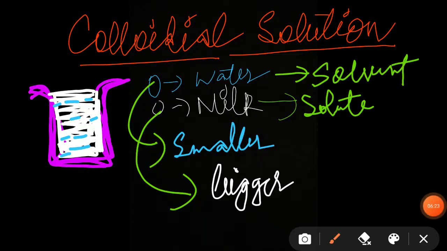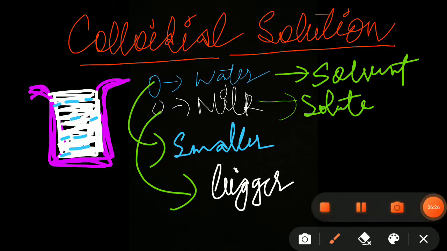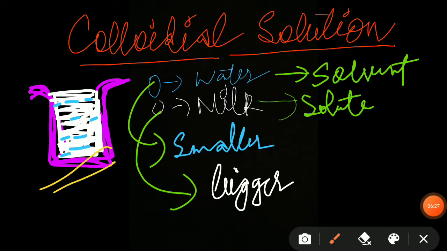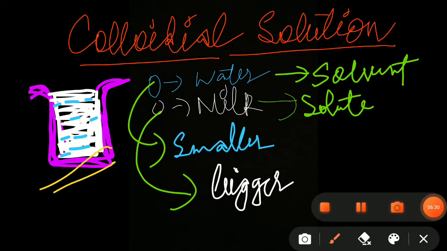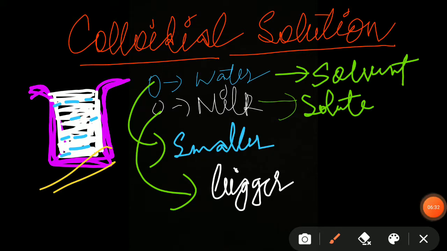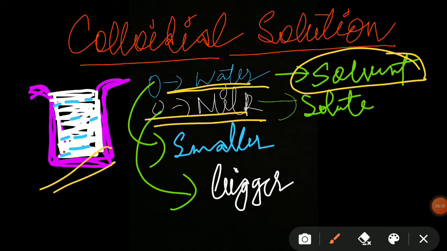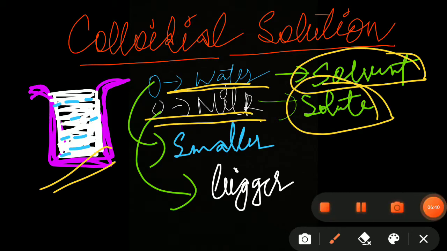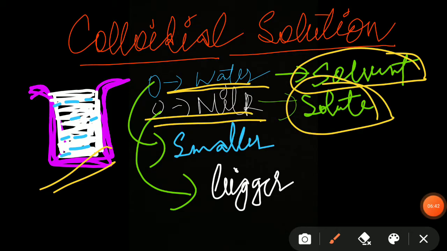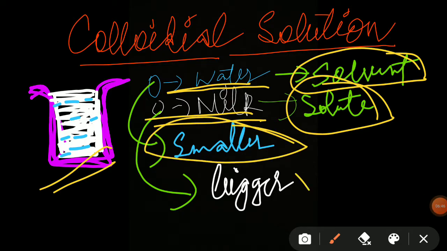Let us see. I have shown you a diagram of a colloidal solution. See, this is a beaker and we have milk and water added in this beaker. This sky blue color is the water, that is the solvent, and this white color is the milk, that is the solute. So we studied that in this colloidal solution the solvent particles are smaller and the solute particles are bigger. The molecules of the solute are greater than the molecules of the solvent.